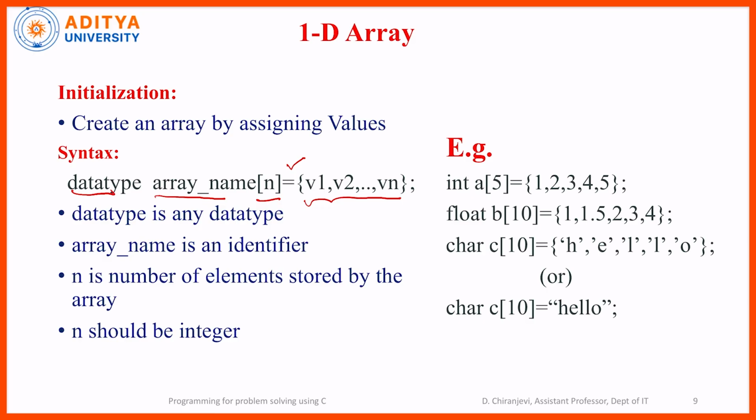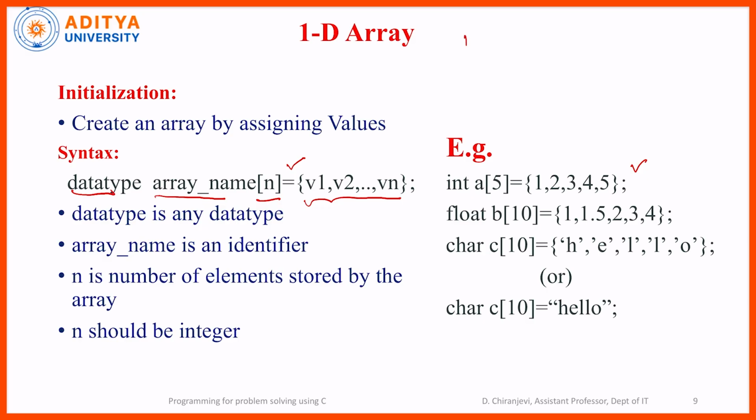Data type can be any basic data type: int, float, char, double. The array name must follow identifier rules. n is the number of elements we are storing, that is the size, and the size must always be an integer. If you look at the example for initialization, a of 5 equal to 5 values, and then one float array.